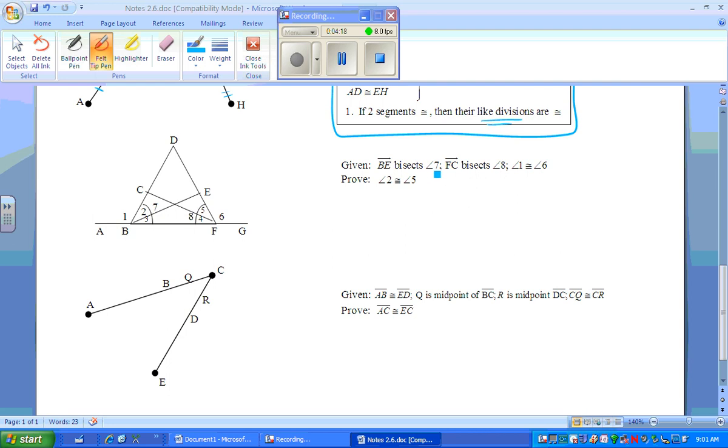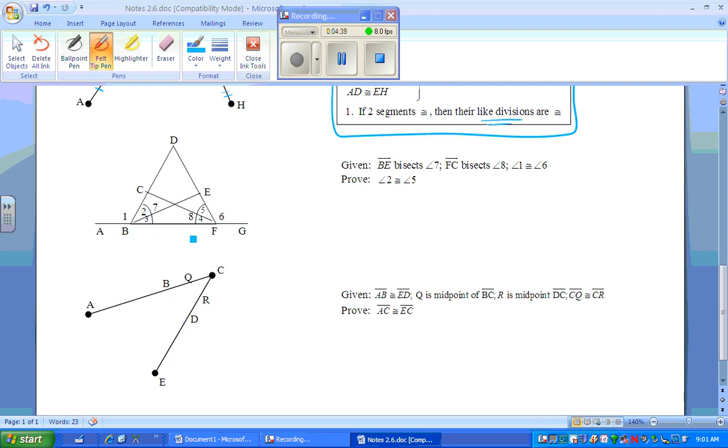We have BE bisecting angle 7. BE bisecting angle 7, so that means that angles 2 and 3 are congruent. We got FC bisecting angle 8, which is 5 and 4 congruent, and we already know that 1 and 6 are congruent. Well, we can get the big angles.